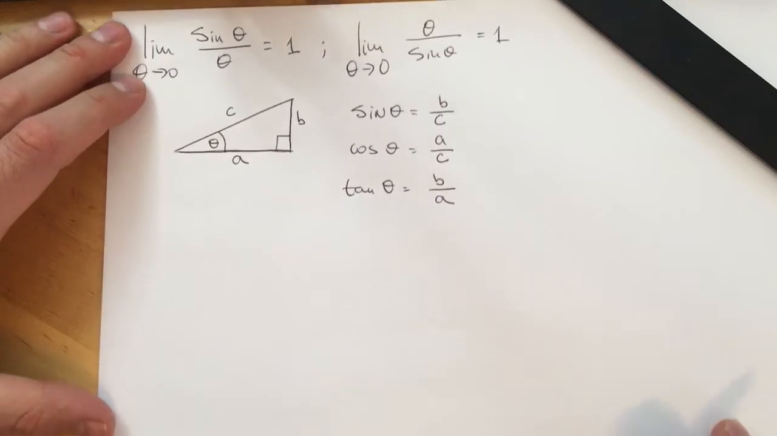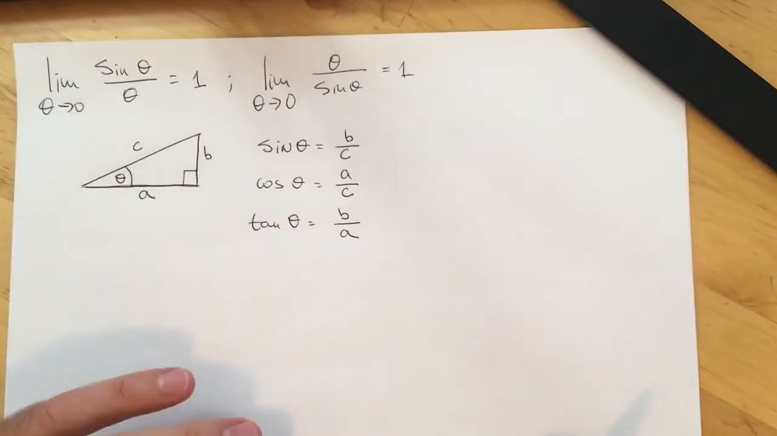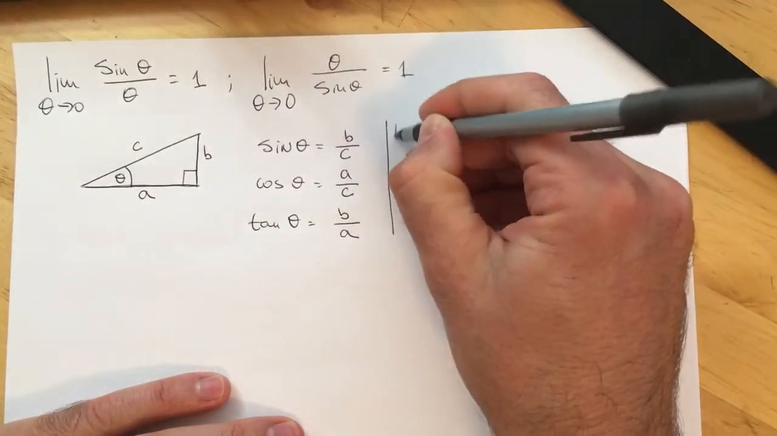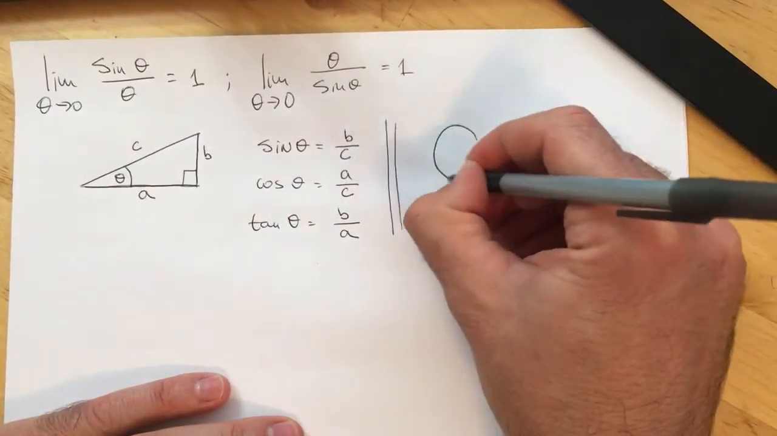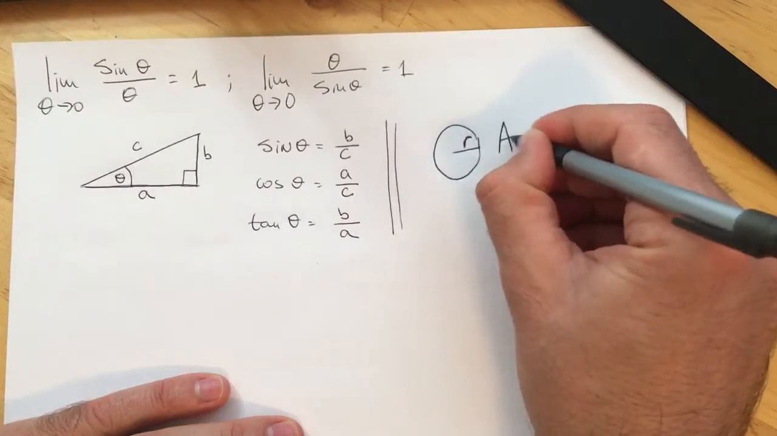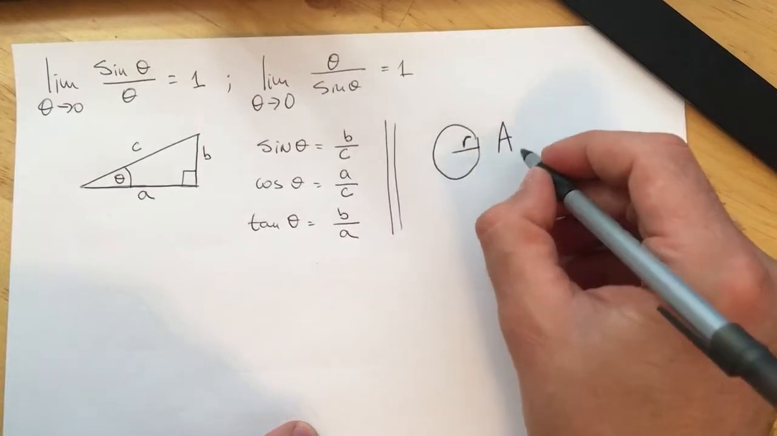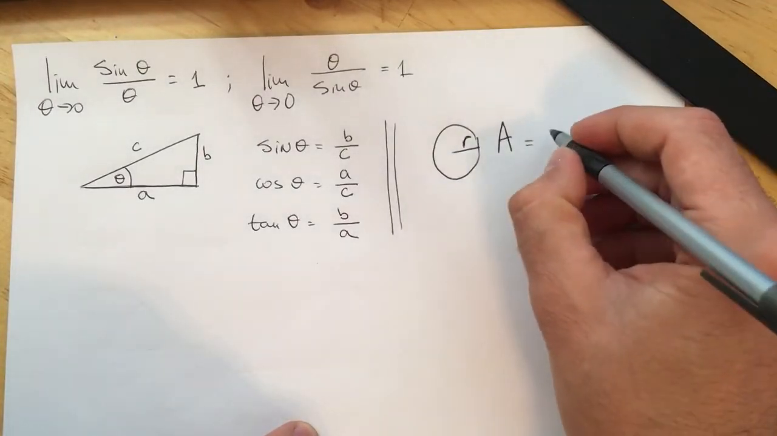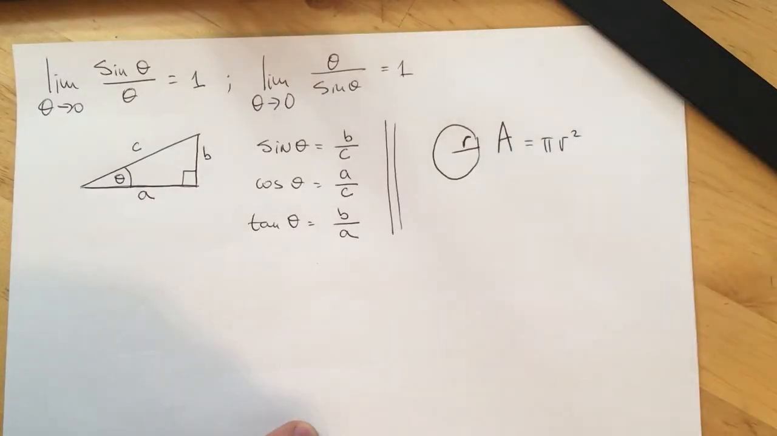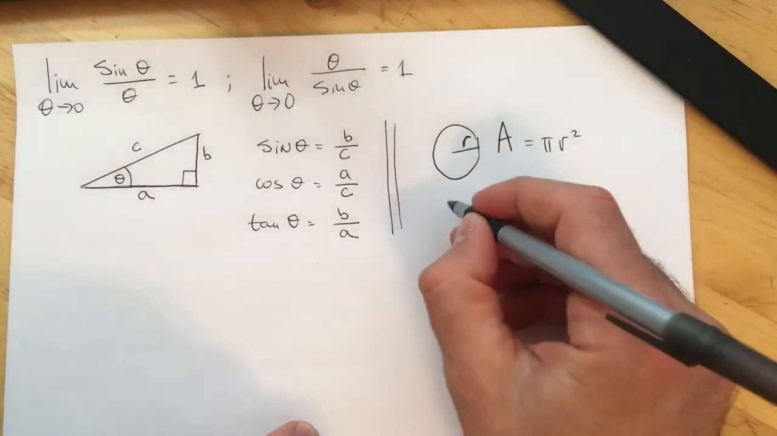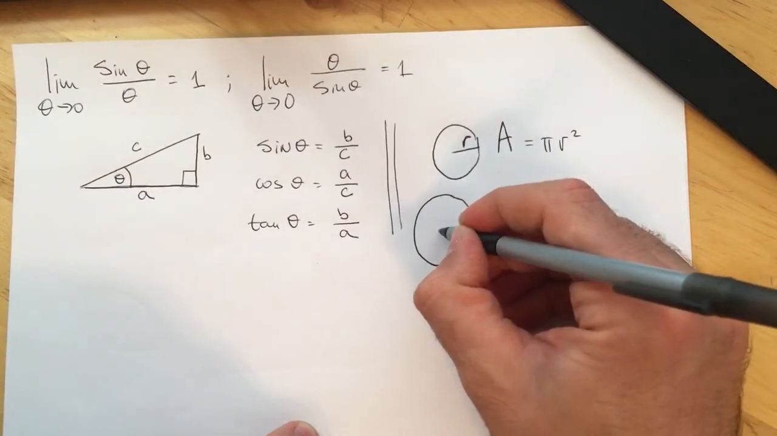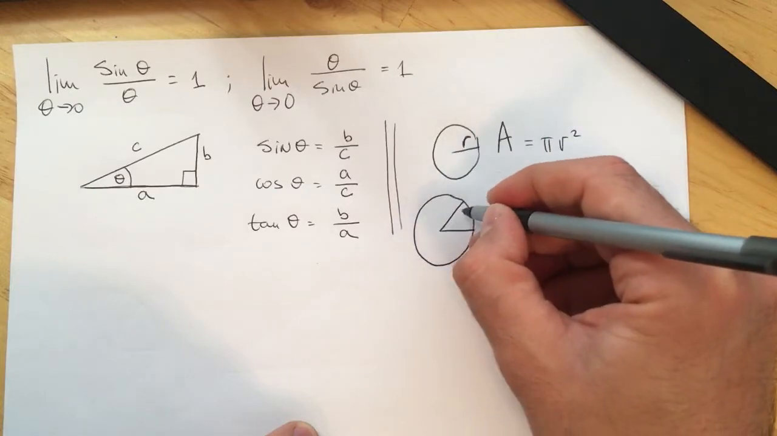Moreover, we will need to know the area of a sector of a circle. So recall that if you have a circle with radius r, the area of this circle is going to be equal to pi r squared. Now I want to find the area of this sector here, only this part here.